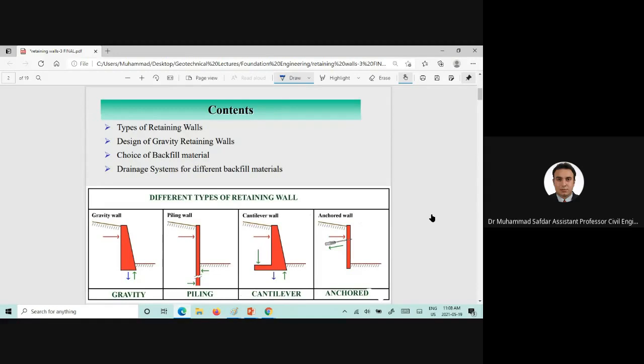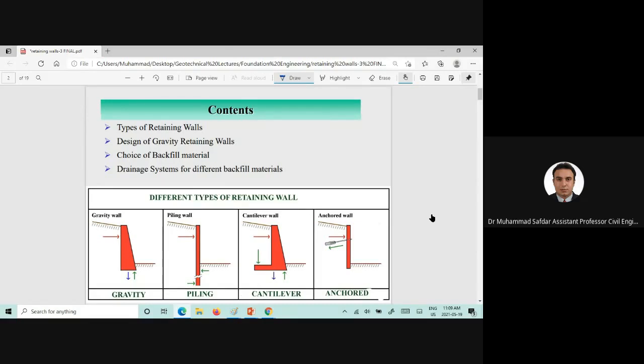at the end of this lecture we will discuss the choice of backfill material for the retaining walls and the drainage systems for enhancing and increasing the seepage of the pore water pressure which is generated behind the retaining wall. So different mechanisms, different systems will be discussed at the end of our lecture today. So, starting with the different types of retaining walls.